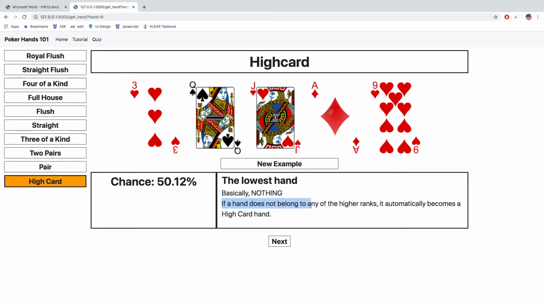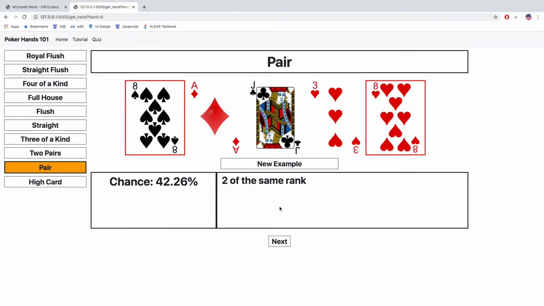Will make sense. Basically nothing. If a hand does not belong to any of the higher ranks, it automatically becomes a high card hand. Okay, so if it's not any of these 9, it's going to be a high card hand. Okay, it looks like. Let's move on, and then maybe I can come back at the end of this tutorial to get a better understanding of what that means.